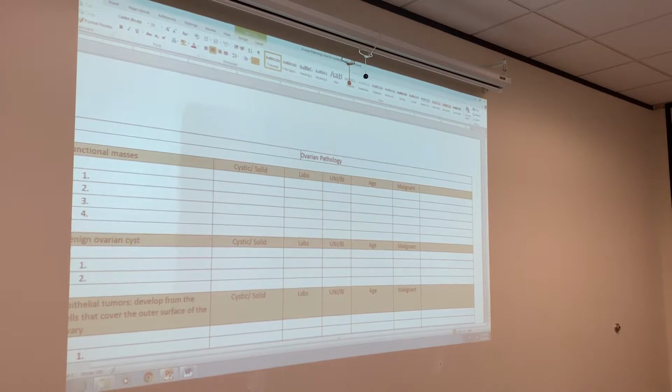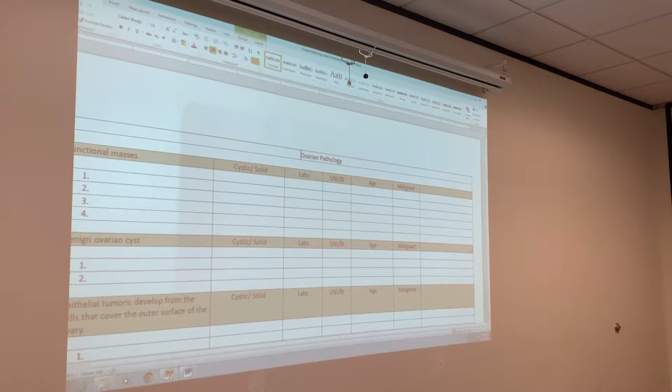I'm just asking you right now. What is a functional mass of the ovary? A follicle. Yeah. Come on, guys. Think about it. A follicle is considered a functional mass. Even though it's a benign mass, it's still considered a mass.